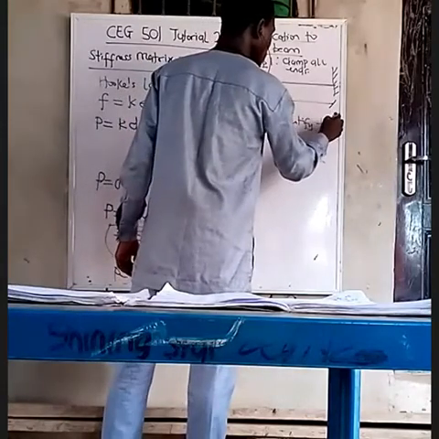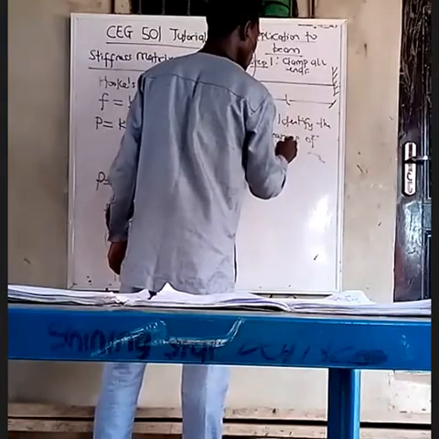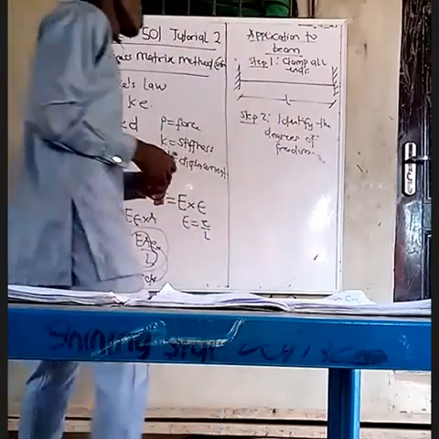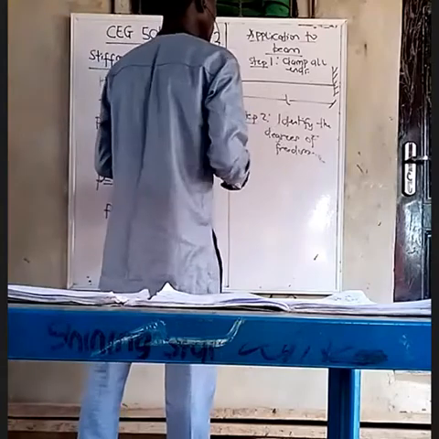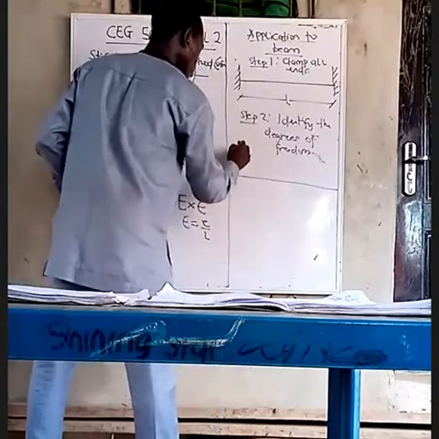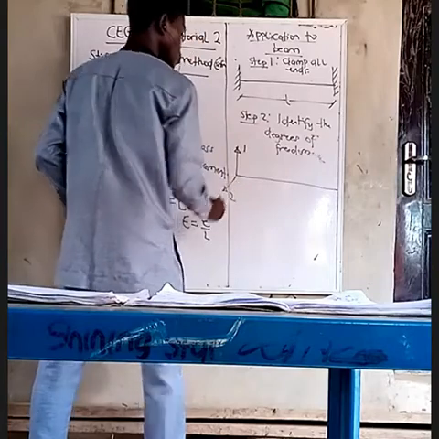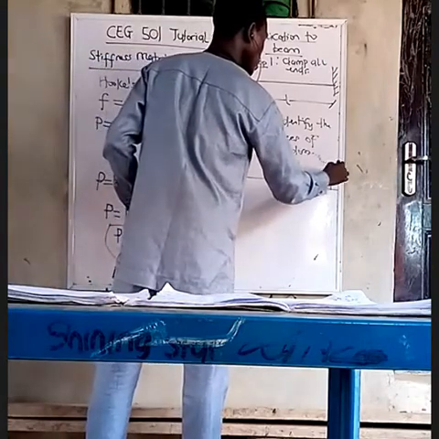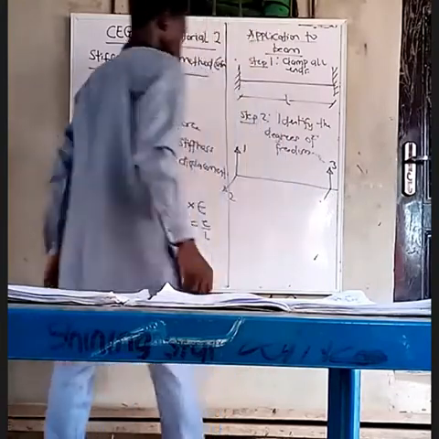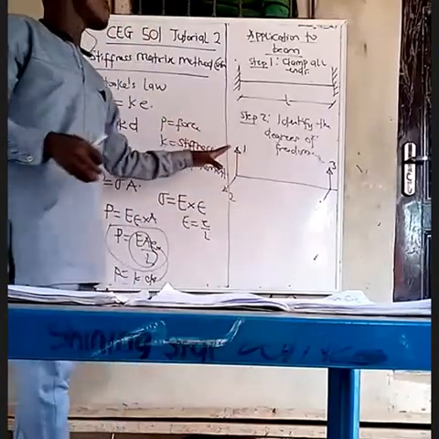Step two is to identify the degrees of freedom. What do we mean by degrees of freedom? I'll just draw it out so that you can see. The first degree of freedom is this, you call it 1. You call this one 2, and you call this 3, and you call this 4.